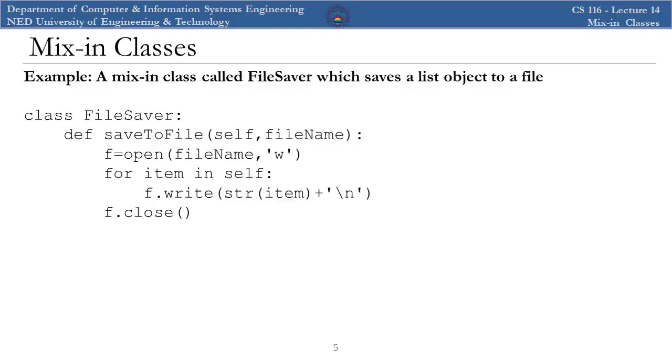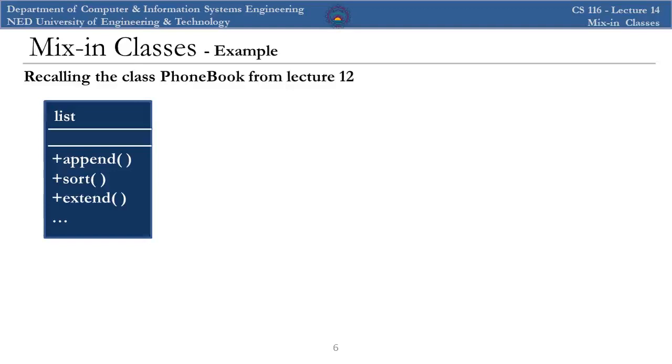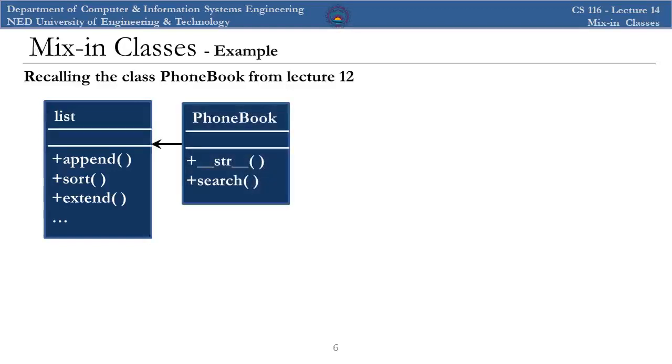Okay, now in order to show you its usage, I want you to recall that phone book that we implemented in lecture 12. So I'll use this mixin class with my phone book class. So let's do that. Let's first recall that phone book class. This is the phone book class that we implemented there.